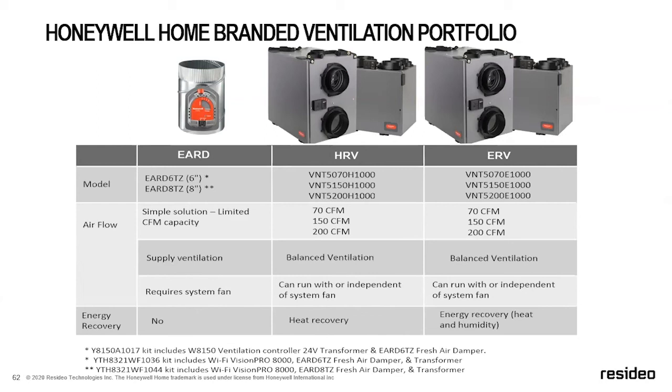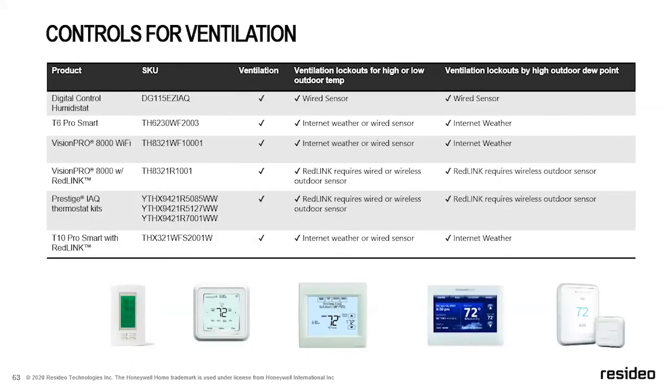And when you look at this, we also have control options. So we have a digital control humidistat on the far bottom left here that can control 3 different IAQ devices. It could be ventilation, humidification, dehumidification. Our T6 Pro Smart, that's a Wi-Fi thermostat that can not only control the temperature of the home and run your furnace and air conditioner, but also can run a ventilator. We have our Vision Pro 8000, and that's a Wi-Fi model, the TH8321WF. And then we have the Vision Pro 8000 with RedLink, the TH8321R.